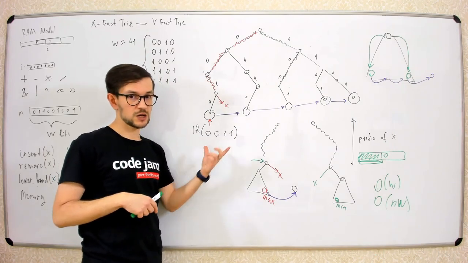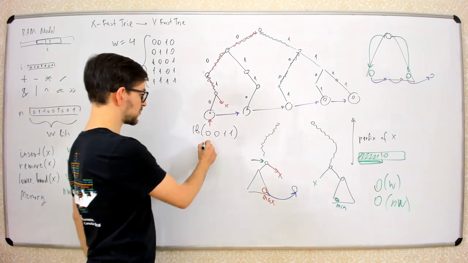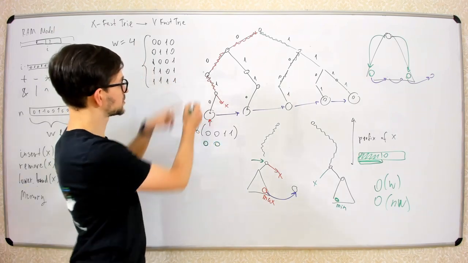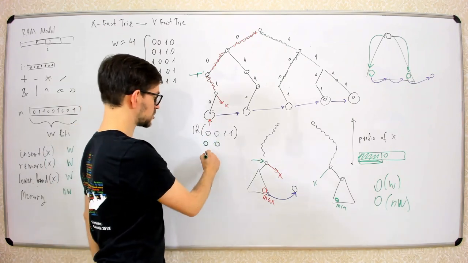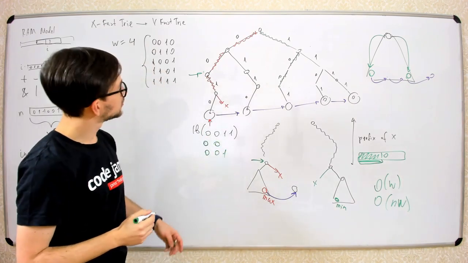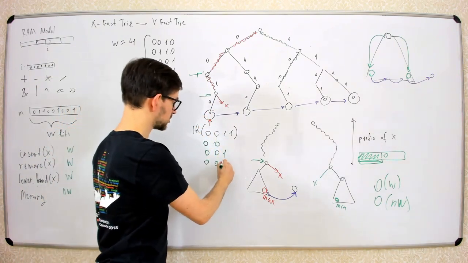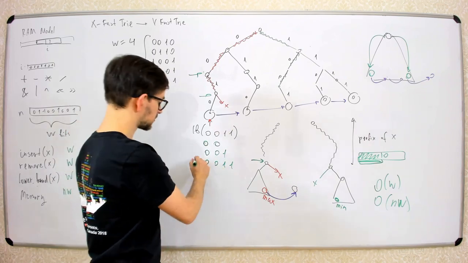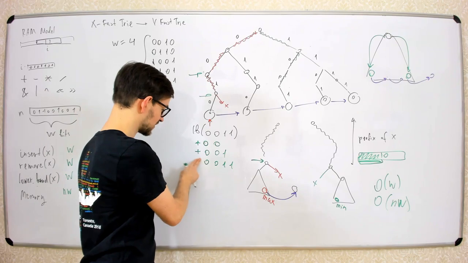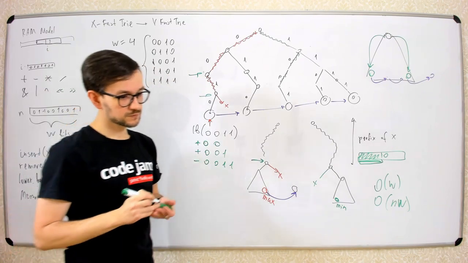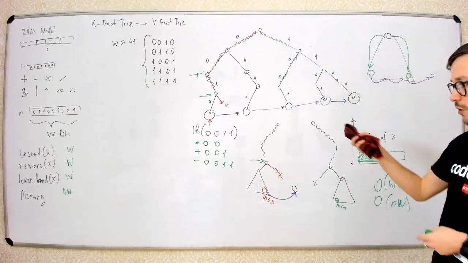You're given this integer, and we do binary search to find the longest prefix. First we check prefix 0, 0. Oh, we have prefix 0, 0. Okay, so we extend it. We check prefix 0, 0, 1. Oh, we have this prefix. Okay, let's go further. We check prefix 0, 0, 1, 1. Oh, we don't have it. So it's plus, plus, plus, minus. After log n iterations, we'll be able to find the longest prefix.